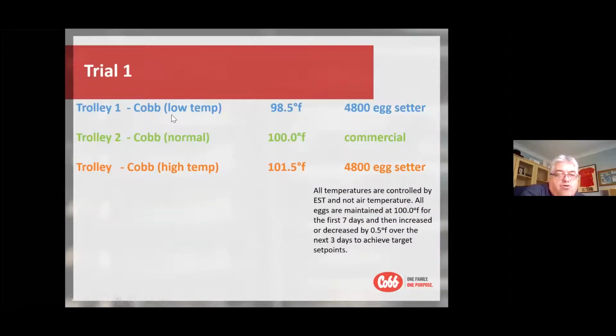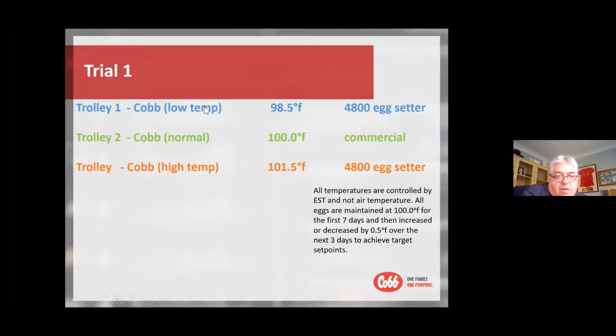When we conducted our trials, we were lucky enough to work with a hatchery in the Netherlands, where they had some small trial machines with 1 trolley, so 4,800 eggs, and they also had their normal operating machines with about 80,000 eggs. Their normal machines were running at an eggshell temperature of 100 degrees Fahrenheit.